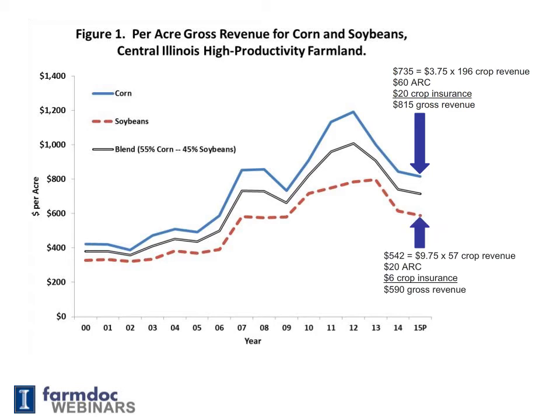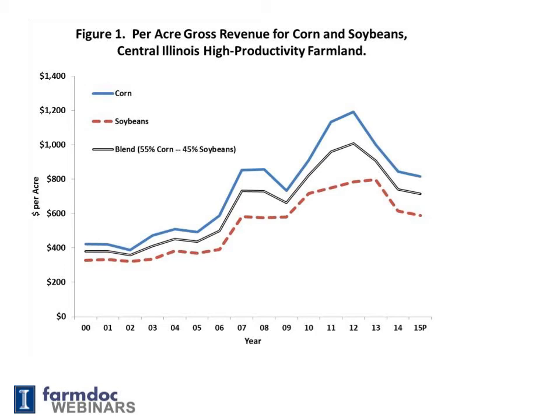Similar to corn, soybean revenue is composed of three items: crop revenue, which equals a $9.75 price times the 57 bushel yield, $20 of ARC payments, and $6 of crop insurance to give us $590 of gross revenue for soybeans. Those two, corn and soybean revenue, are then weighted averaged by 55% of our acres in corn, 45% of our acres in soybeans to come up with a blend revenue. And the blended revenue equals $713 per acre.